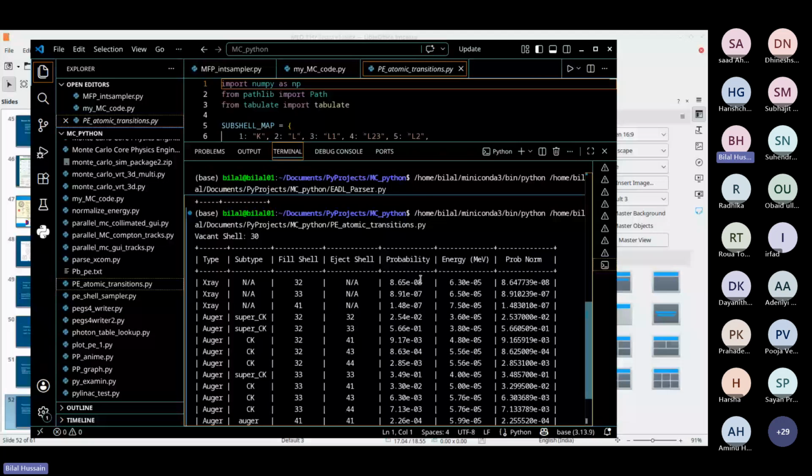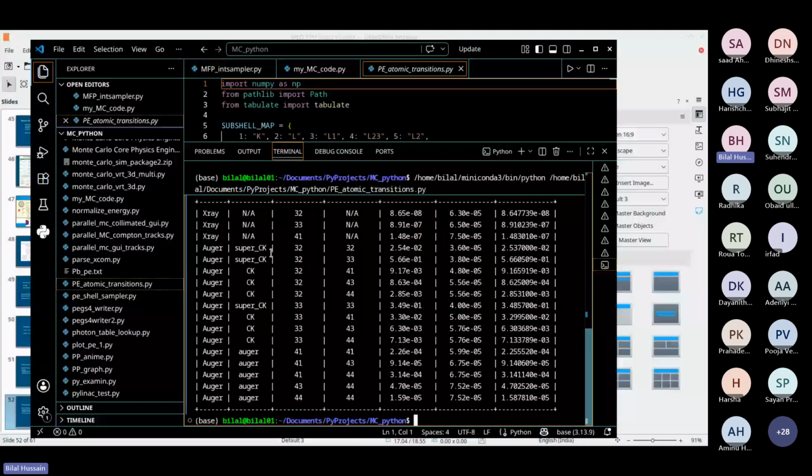If it's an Auger electron, it finds out whether it's a Coster-Kronig or super Coster-Kronig, because it has to find out which shell is involved. This way, from the data in the EADL, EPDL tables, I can find out what type of emission is possible, what atomic relaxation is taking place, whether it's giving rise to a photon emission or an electron emission. If it's an electron emission, whether it's an Auger electron, Coster-Kronig or super Coster-Kronig, I can find out from here.